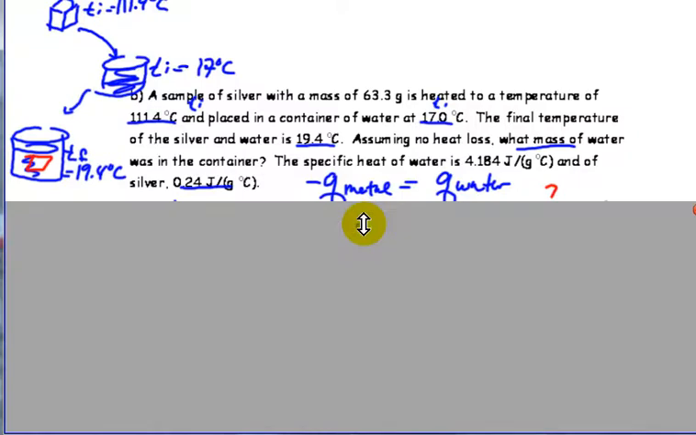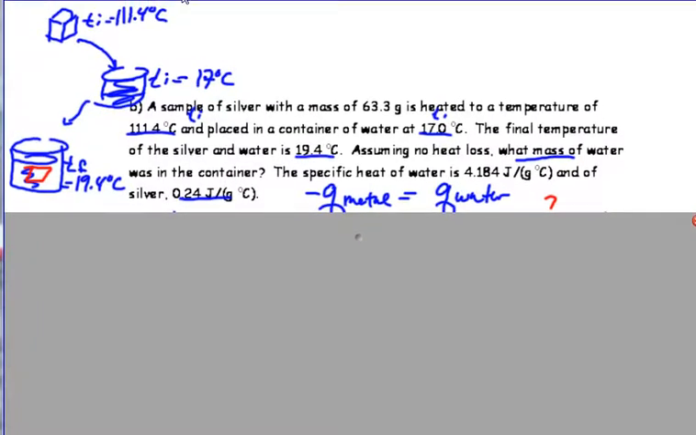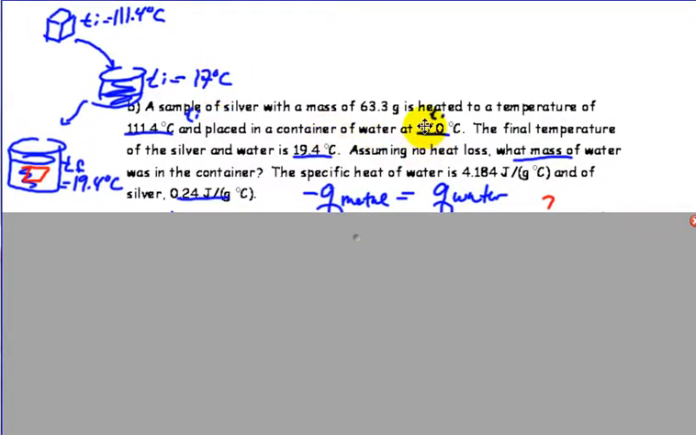So here's an example using that. A sample of silver. We're told it's silver, so we're therefore being asked to find something else except the specific heat. It has a mass of 63.3 g. It's heated to a temperature of 111.4 degrees. Okay, so that's where we're at there. The final temperature of the silver and water is 19.4, and the water was initially at 17. Assuming no heat loss, what mass of water was in the container?